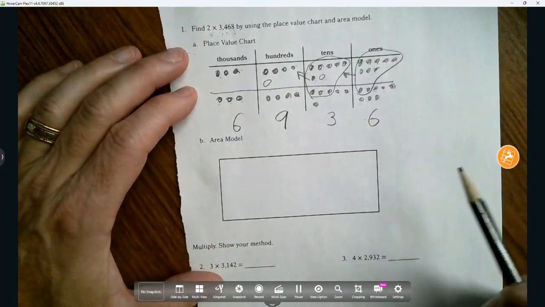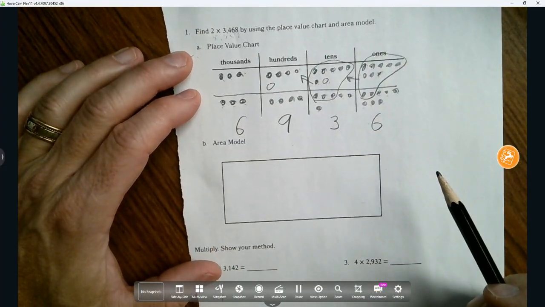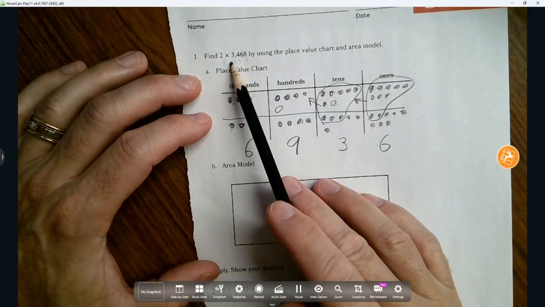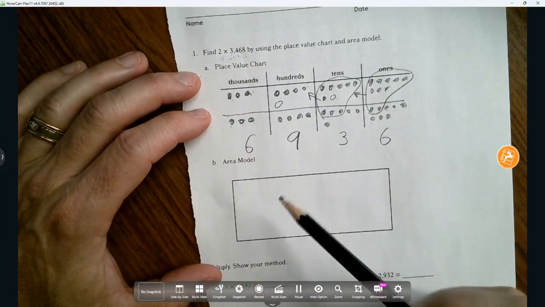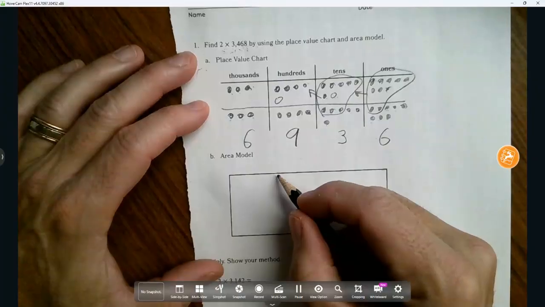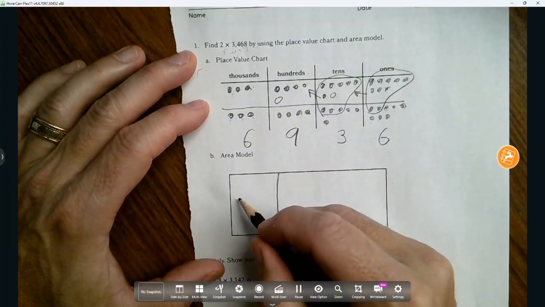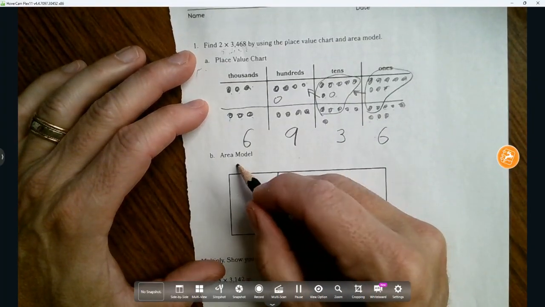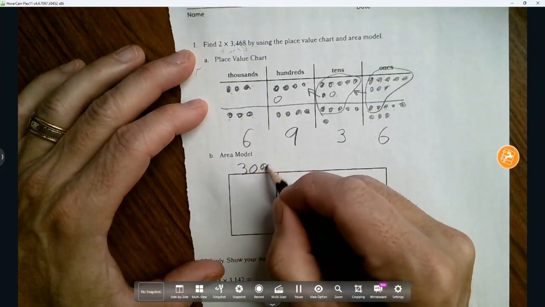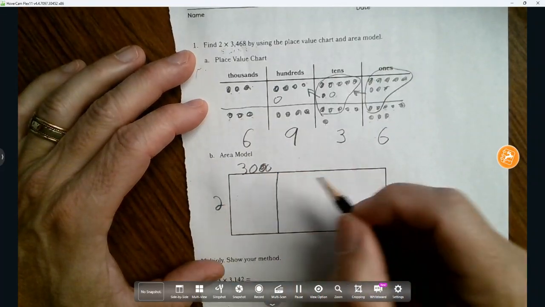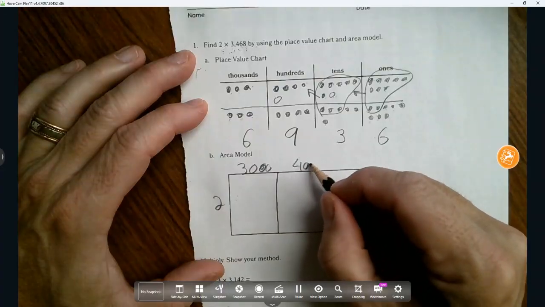All right, let's look at our area model. So we have 3,468 we need to put in this area model. Well, we're going to break it down the same way. So thousands, we have 3 thousands, or 2 right here. We have 400s.